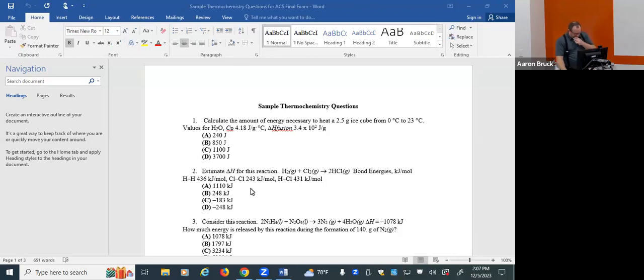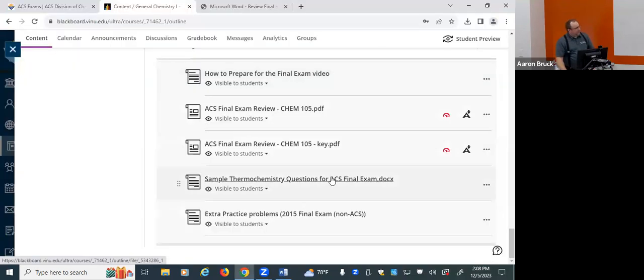I have a couple of extra copies here if you want to take them to somebody else that isn't here. I also just added them to Blackboard, so if you want to access them again, or look at them digitally because you're studying on your computer, it's there.